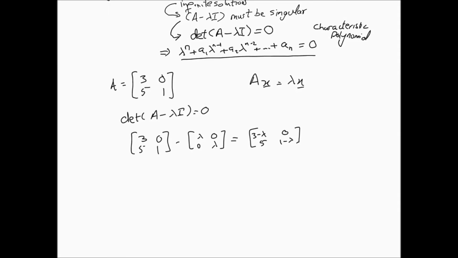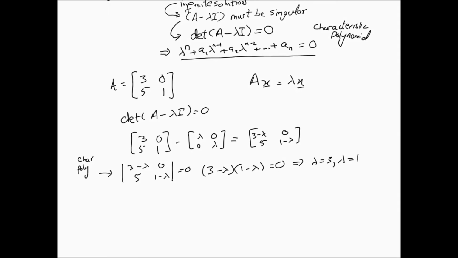Now what am I looking for? This is my characteristic polynomial: the determinant of 3 minus lambda, 0, 5, 1 minus lambda equals 0. That's the characteristic polynomial. When I calculate this, it turns out to be 3 minus lambda times 1 minus lambda equals 0, which is just a quadratic, so that tells me that lambda is equal to 3 and lambda is equal to 1. So I have two eigenvalues, in fact.